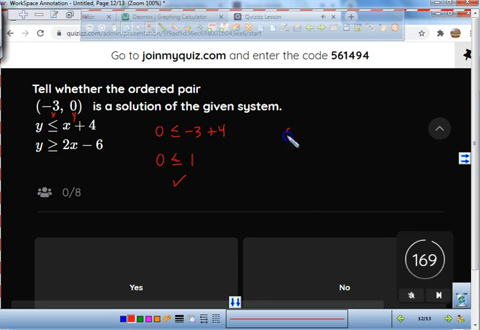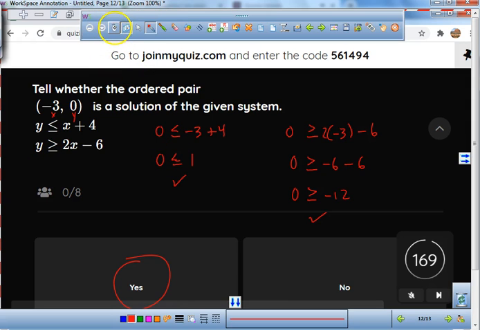Put a 0 for y. And what are we plugging in for x? We're plugging in a negative 3. Is 0 greater than or equal to 2 times negative 3 minus 6? Is 0 greater than or equal to negative 12? Yes. So is this ordered pair a solution of the given system? I'm going to say yes, it is, because it meets both conditions. And these are the types of questions that you're going to need to know how to do.